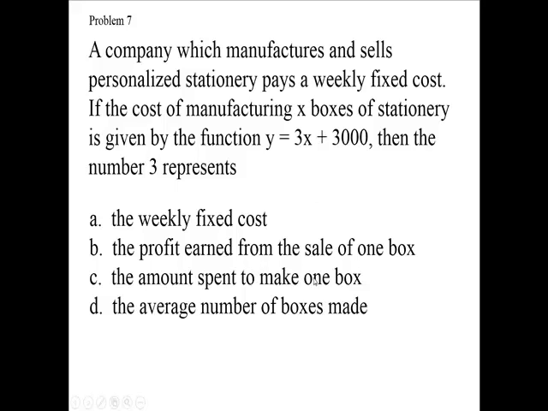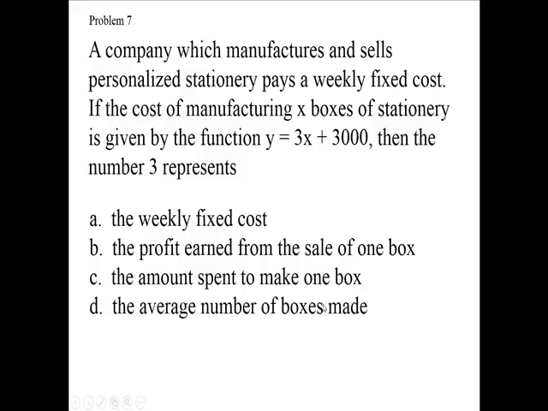The amount spent to make one box. Well, you had one box for $3, 2 boxes for $6, 3 boxes for $9. Looks like each box cost the company $3. So I'm getting answer C here.